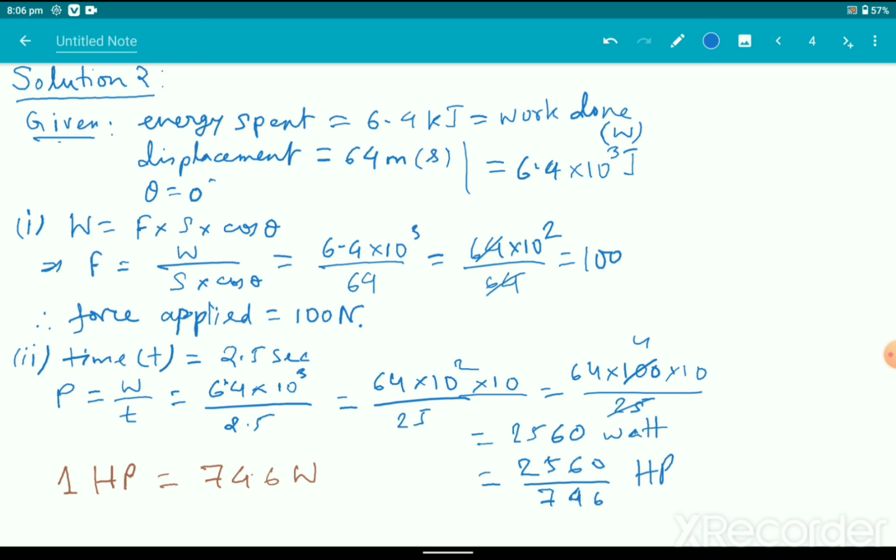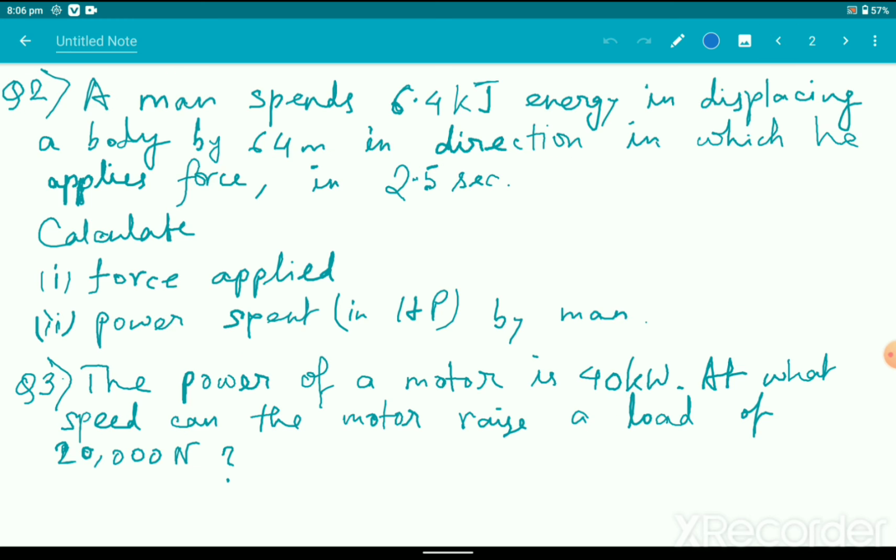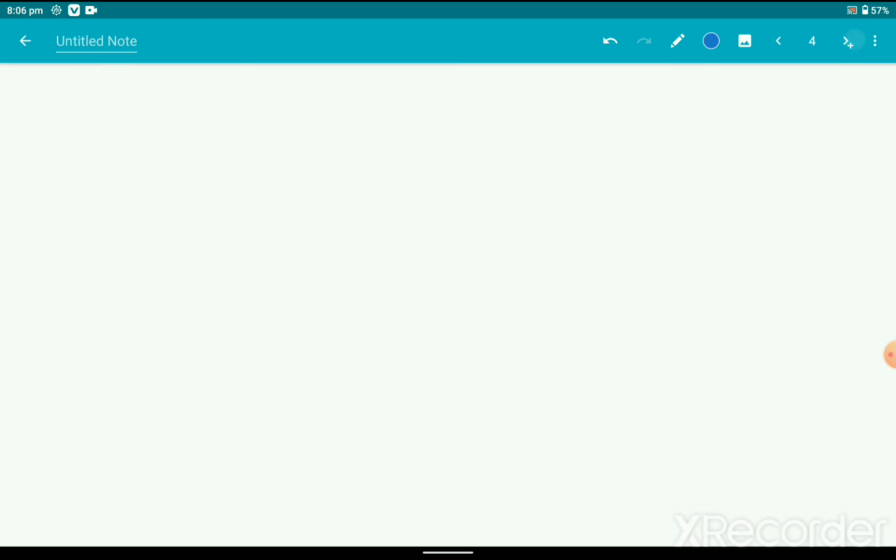Fine. So I think the solution 2 is clear to all of you, isn't it? Okay, now let us move on to problem number 3. The problem number 3 says that the power of a motor is 40 kilowatt. At what speed can the motor raise a load of 20,000 Newton? So let us consider solution number 3.